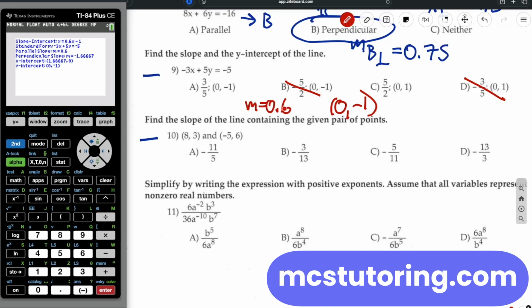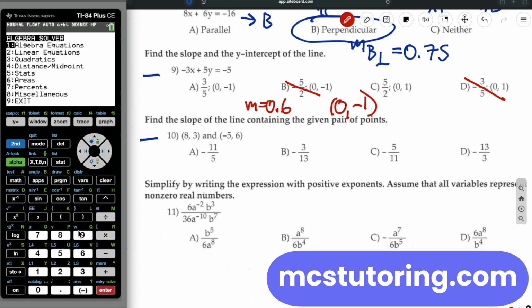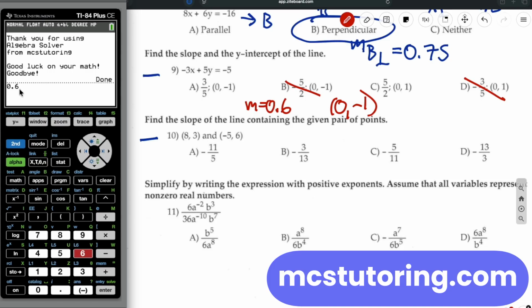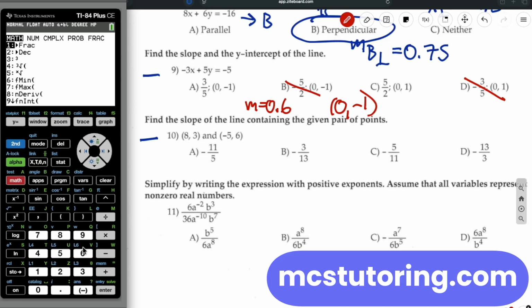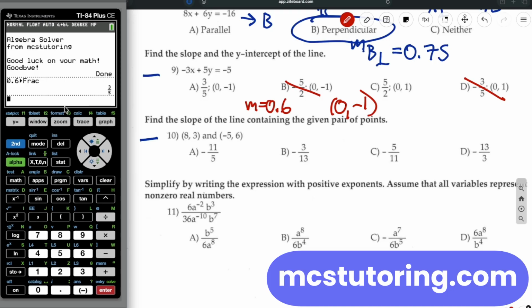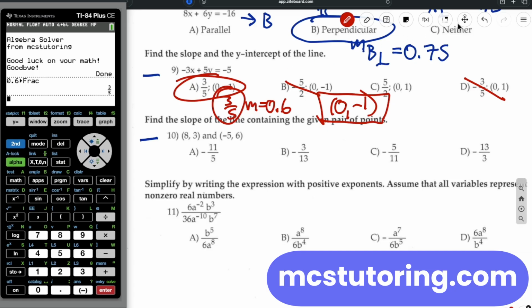What is 0.6 as a fraction? So I'm going to exit by pressing 9. And again, I'm going to add this to the program functionality, but the calculator itself can do this. You don't need a program. You can type in the decimal you have, the 0.6, press math, and then enter, enter. It automatically changes it to a fraction. So the slope of this line is 3/5, and the y-intercept is 0, -1, as we said. So cool, we got it.